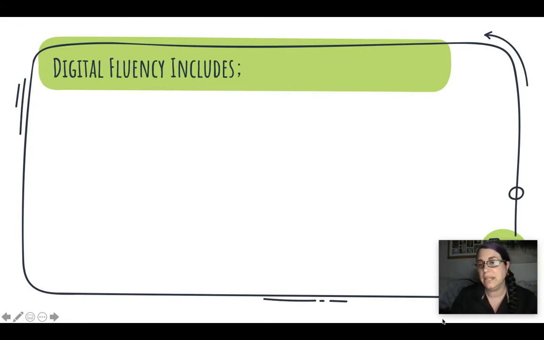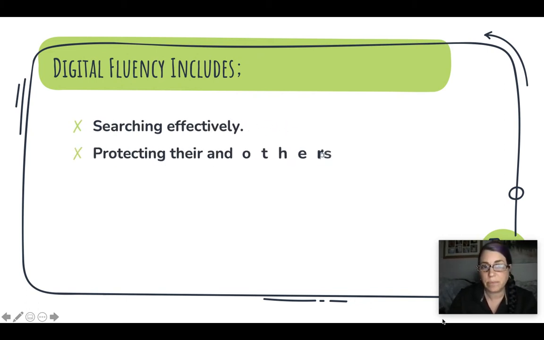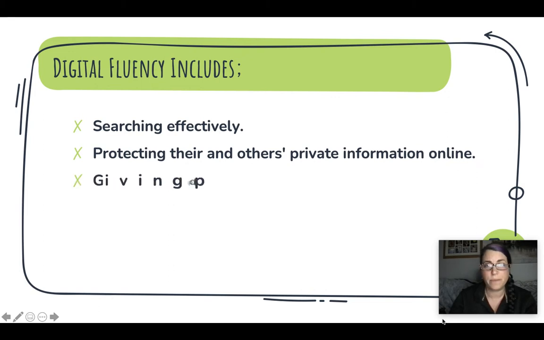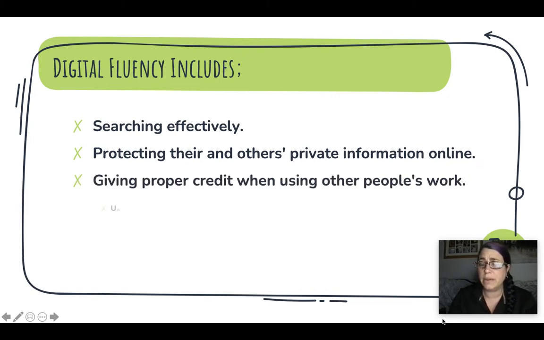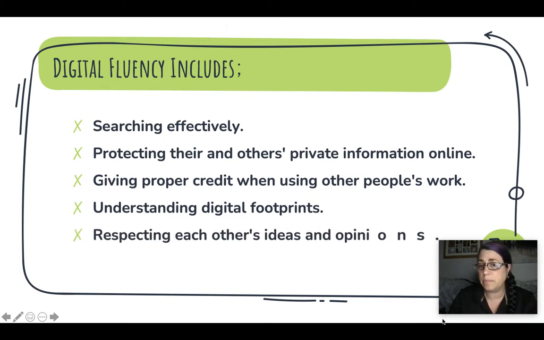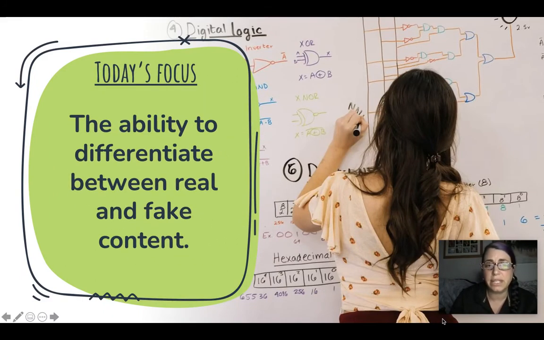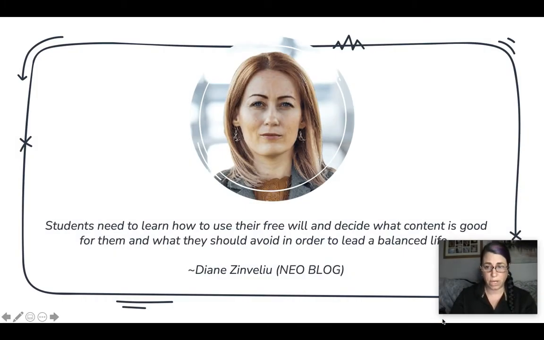Digital fluency is something that we all strive for, and that means being able to search effectively, protecting information that is private, giving proper credit where credit is due, understanding our digital footprint, and respecting the opinions and ideas of others. Today's focus is going to be mostly on the ability to differentiate between real and fake content, being able to vet what you are researching and whether you should include it in your research because it is either real or fake. I love this quote by Diane, a blogger.